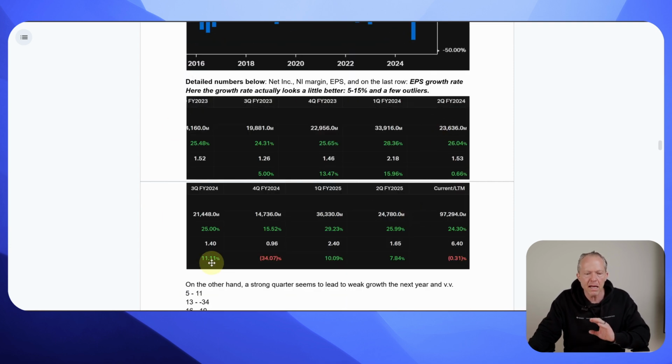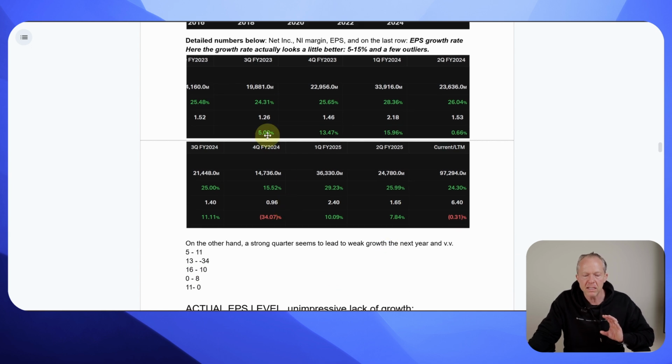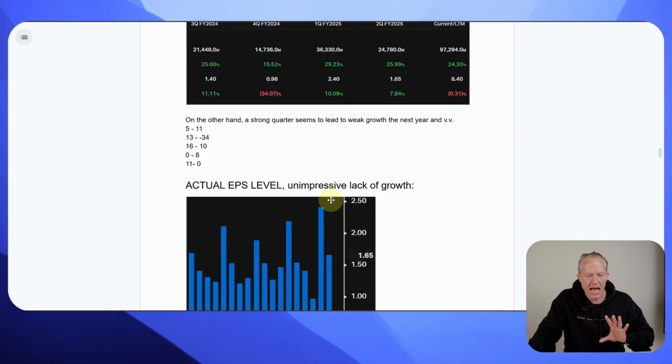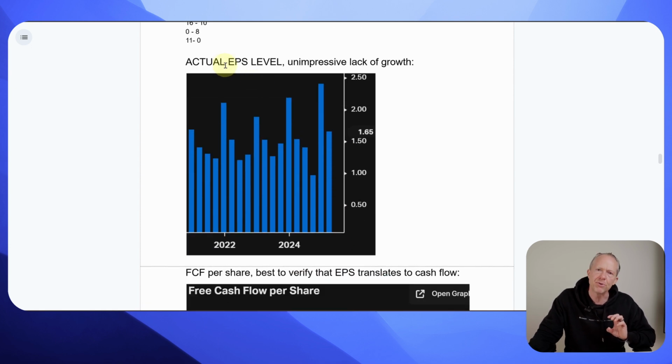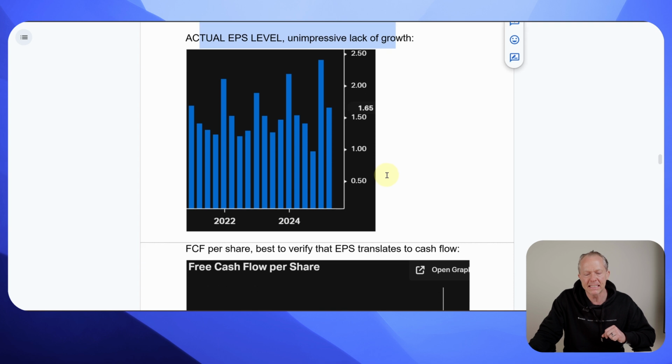But looking at more detailed numbers here from Koifin, you can see that the actual EPS growth rate has been around between 5 and 15% each quarter on a year-on-year basis. Maybe we can see a pattern here that a previous weak quarter is met by a previous high growth quarter and vice versa. So the average here is actually pretty unimpressive. Here we see the actual EPS level for many quarters, and they seem pretty stagnant.